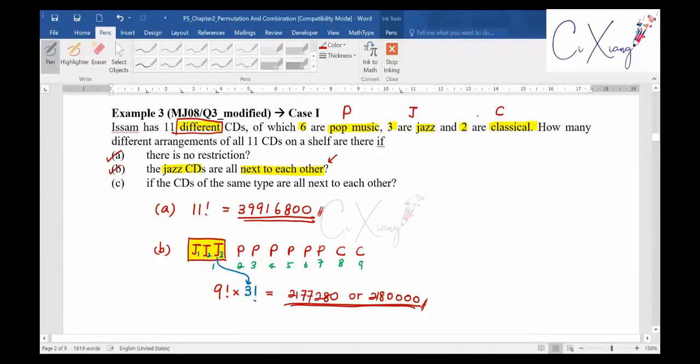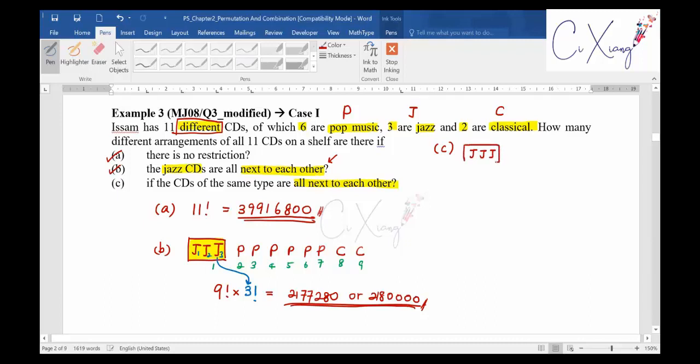Okay, right. Now hopefully you have the idea how to arrange the CDs so that some items need to be next to each other. Then let's continue. If the CDs of the same type are all next to each other, now they further restrict it. They want all the same type to be next to each other.